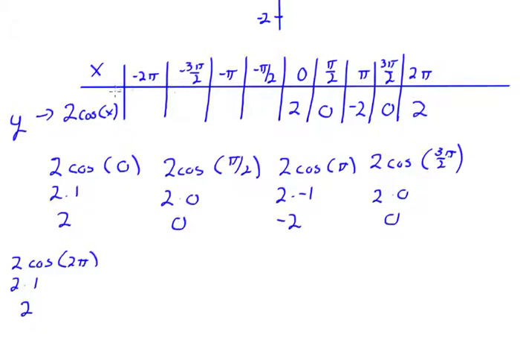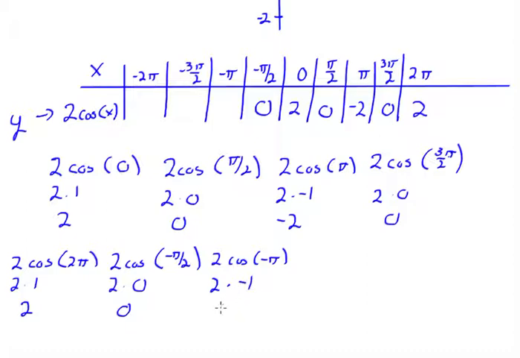Let's continue working them out going backwards. You may start to be recognizing a pattern here, but let's work them out just in case. So negative pi over 2. 2 times the cosine of negative pi over 2. Cosine of negative pi over 2 is 0, so that's 2 times 0, giving us a value of 0. We'll do 2 times the cosine of negative pi. Cosine of negative pi is negative 1, so that'll give us a value of negative 2.